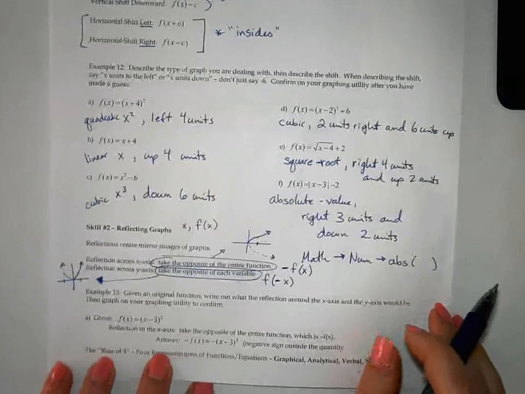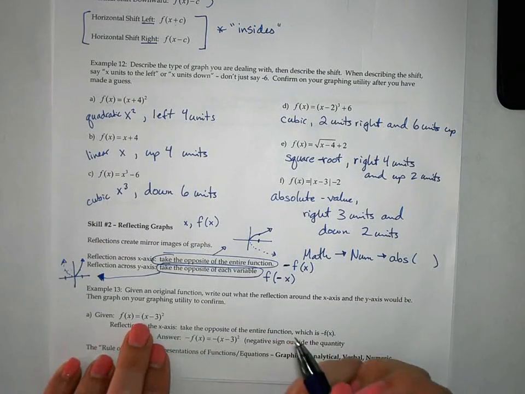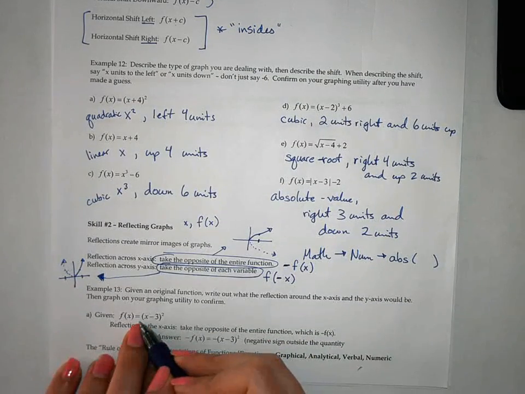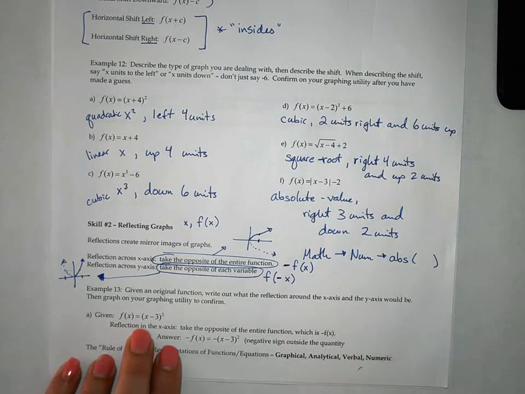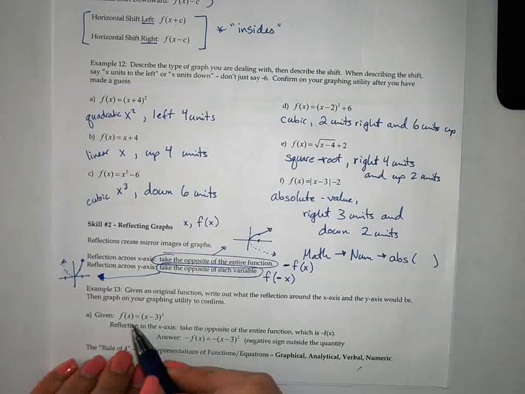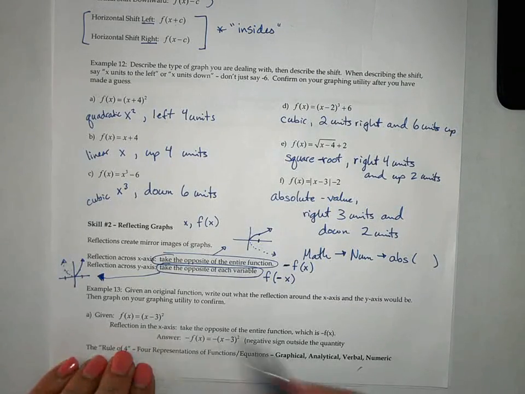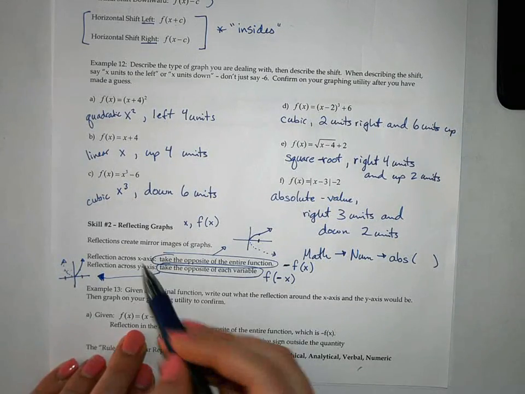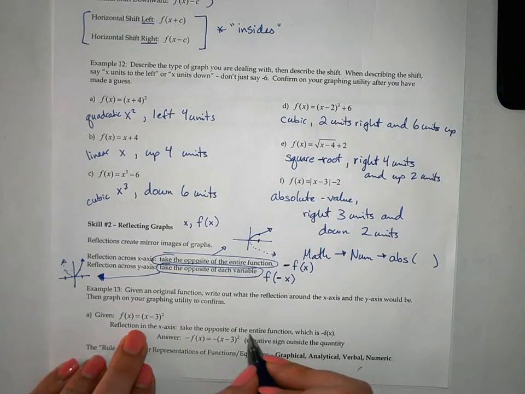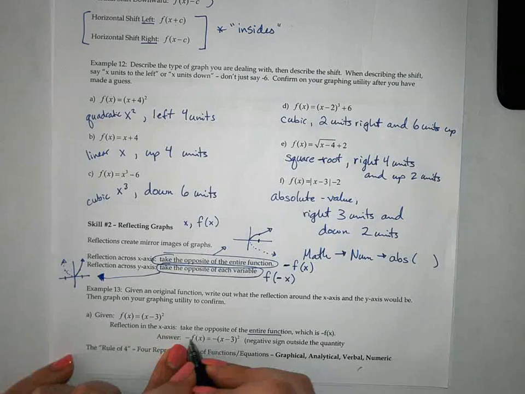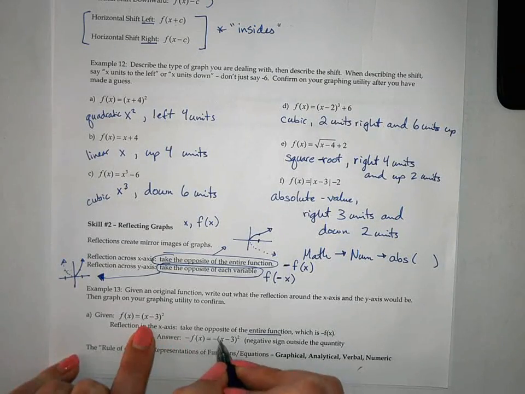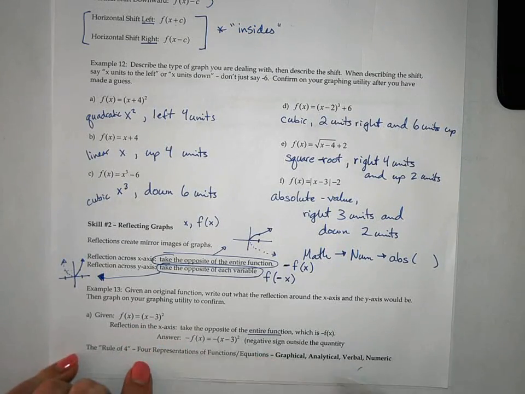We want to go ahead and try a couple of these together. So given an original function, something like here in part A, write out the reflections about the x and y axis, and then we'll graph them to check it. So f of x equals x minus 3 quantity squared. Reflection in the x-axis, take the opposite of the entire function. So we'll put a negative out in front. So negative f of x would equal negative quantity, x minus 3 squared.